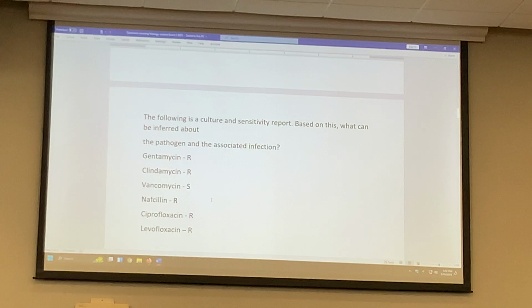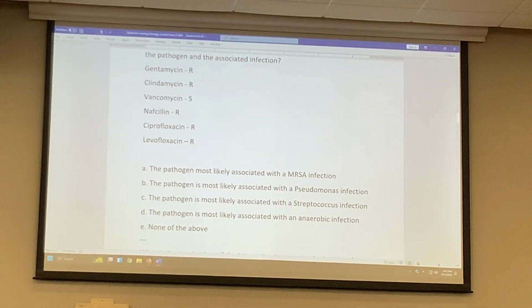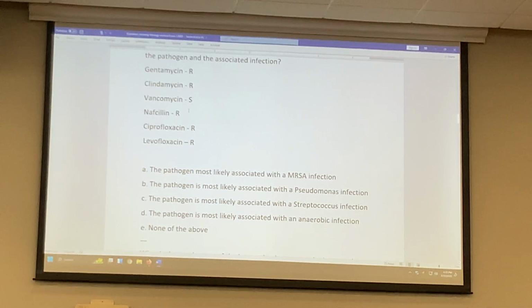All right? Good. So now what's the option? The pathogen most likely is associated with a MRSA infection. The pathogen is most likely associated with a Pseudomonas infection. Would that be true? What would tell you it's not true? Look at vancomycin, right? If the organism is susceptible to vancomycin, vancomycin does not have any activity against gram-negatives, right? So it could never be Pseudomonas.